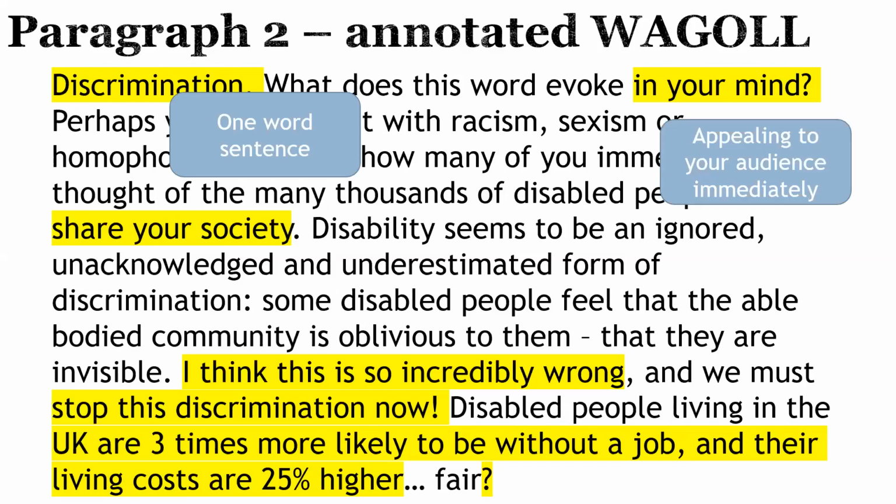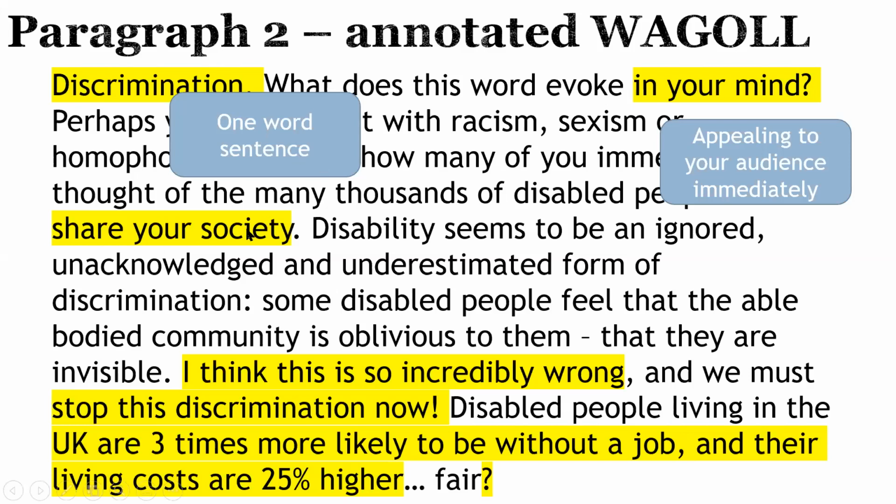What does this word evoke in your mind? Your mind. Okay, we're appealing to our audience here, Year 10. We want them to connect emotionally with us. We want them to think. We want them to agree with us. So we are appealing to them immediately. And as you can see here, look at that vocab, evoke. So instead of saying, what does this word mean to you? We are showing ourselves to be credible and knowledgeable, and our vocabulary shows that.